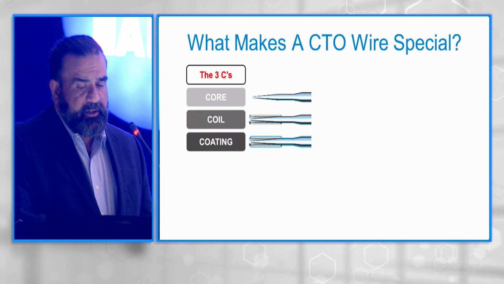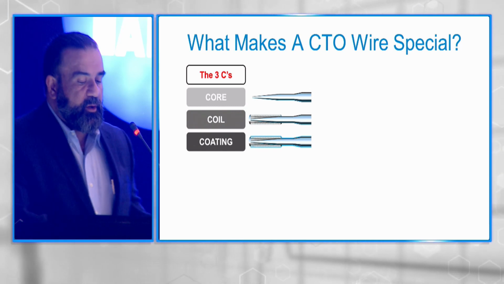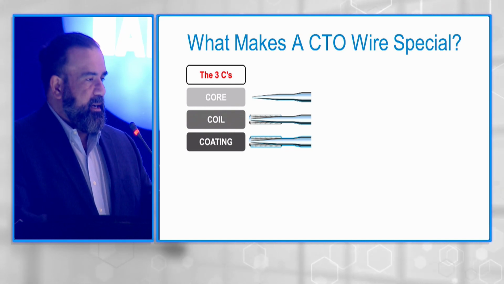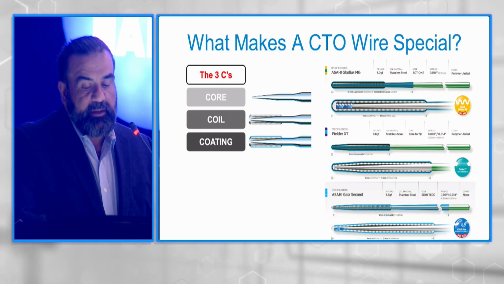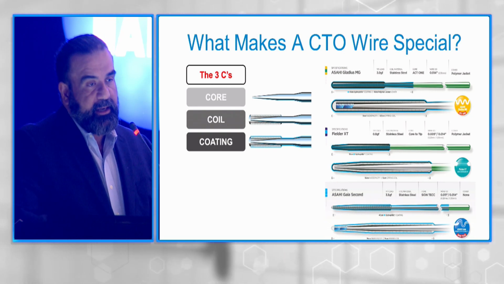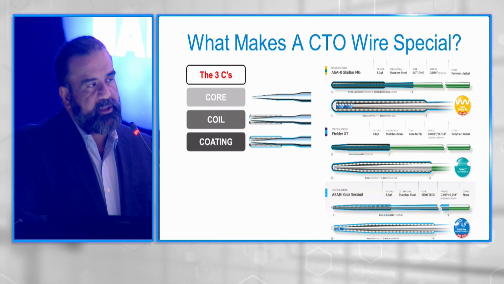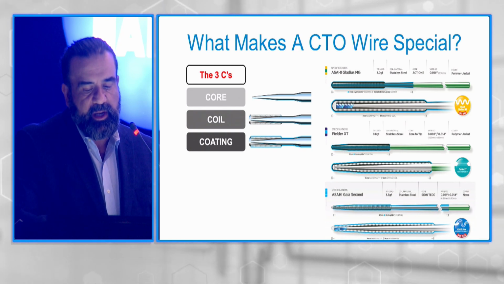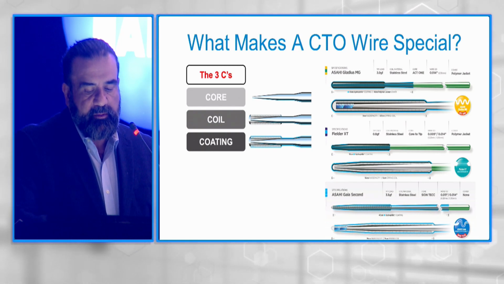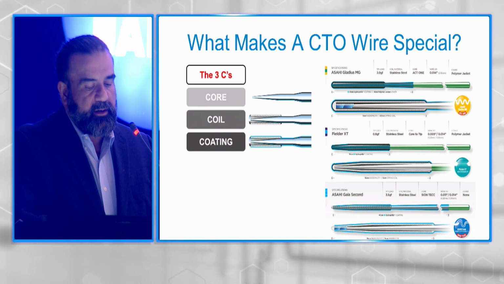All right, so what makes a CTO wire special? The 3 C's. The magic of the wire is at the tip. So you have the core, the coil, and the coating. A detailed discussion is beyond the scope of this talk. However, these are 3 of my favorite wires currently that I'm using, and I just want to put these up there just to show you the differences in how the tips are shaped, how the coil is different, and how the coating makes them have different properties. So you have the Asahi Gladius Mongo, you have the Fielder XT, and Gaia Second. So one of these 3 is typically my starting wire.